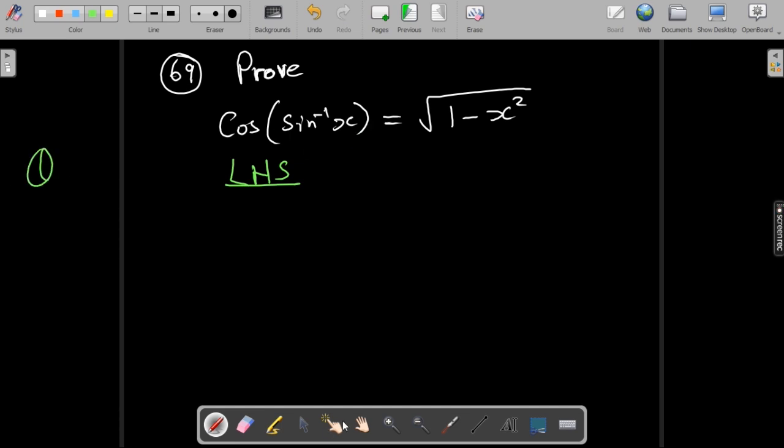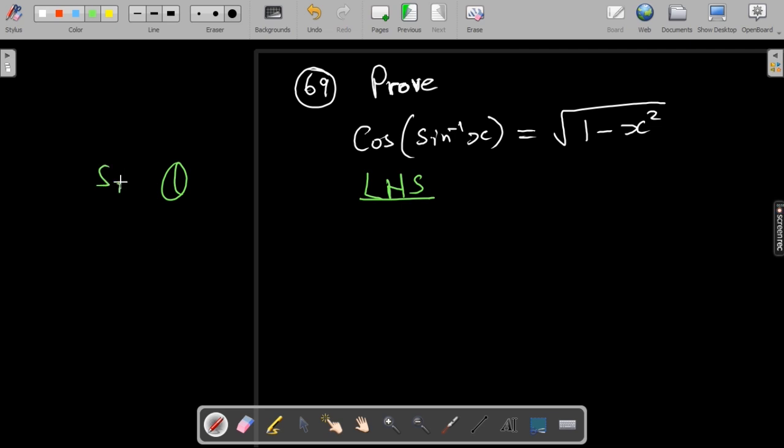If you had sine of theta equals x, assuming that x is a value, this angle would be equal to arcsine of x. That's what I mean. So this is an angle, and we can call it anything. We might as well call it theta. So now, using this on the left-hand side, we essentially have cosine of theta.